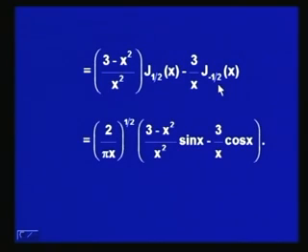Now, we know the closed forms of j half x and j minus half x. So, let us make use of them. We will get the right hand side as 2 over pi x raised to the power half multiplied by 3 minus x square over x square into sin x minus 3 over x cos x.